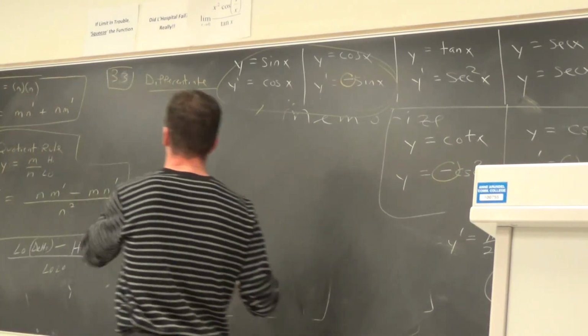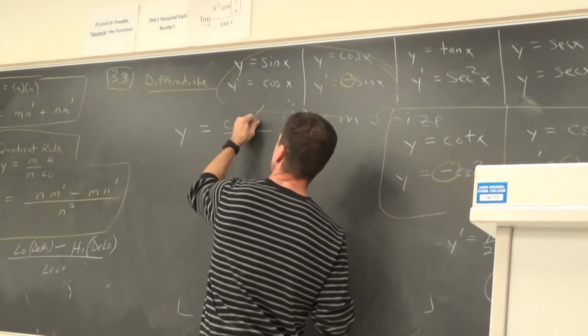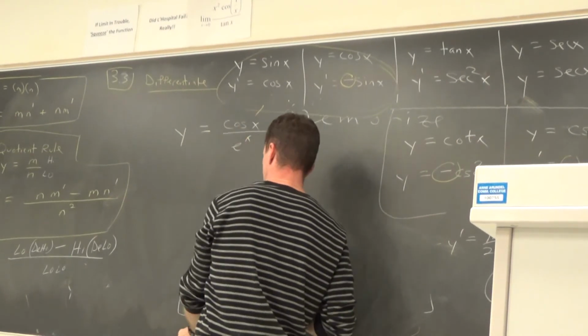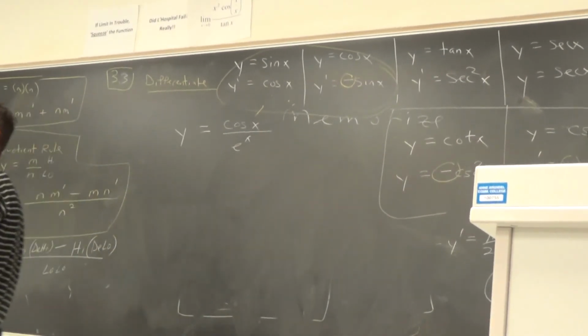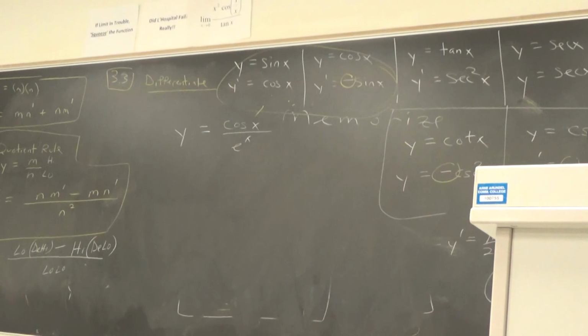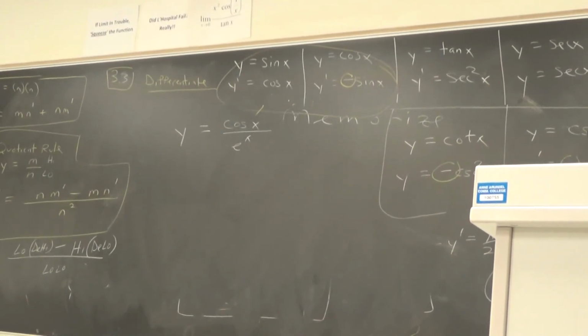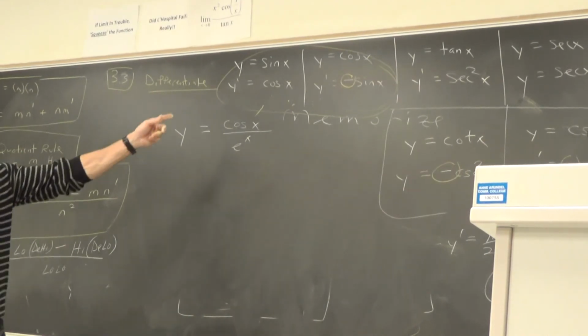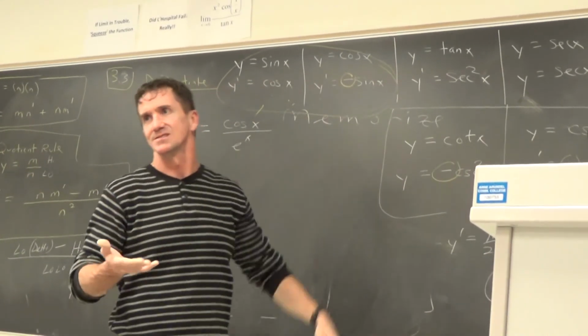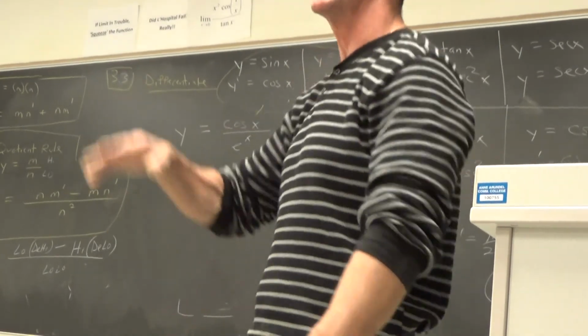And this is the last problem. Can you find the derivative of cosine x over e to the x? What rule are you going to use? Quotient. Low D high, is it plus or minus? Minus. Low D high minus high D low over low low. What's the derivative of e to the x? e to the x. What's the derivative of cosine, though? Negative sine. So we're going to roll it out. Low D high minus high D low.